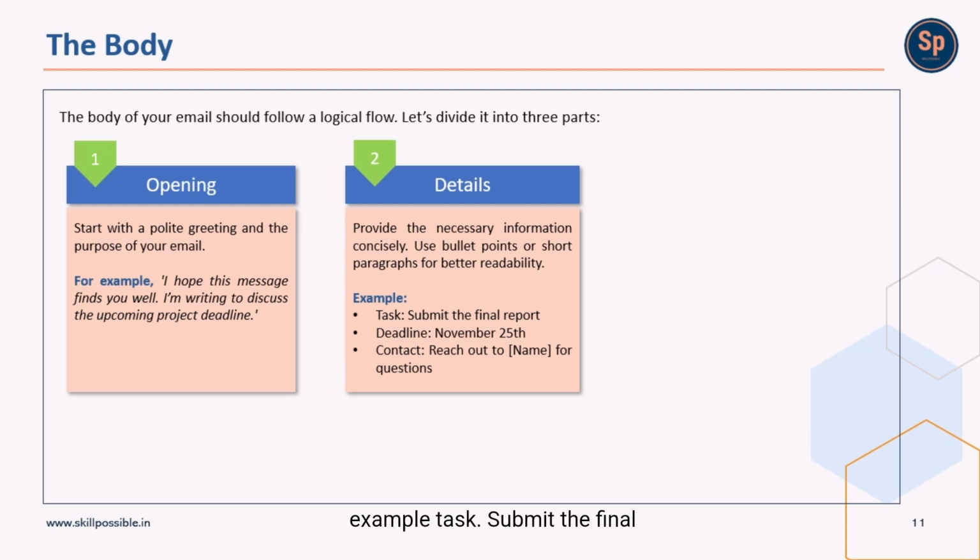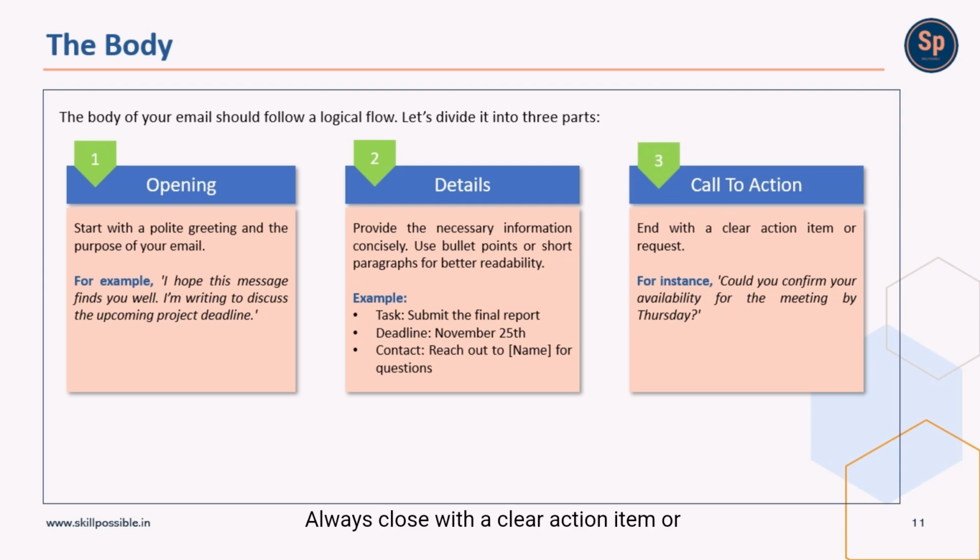Here's an example. Task: submit the final report. Deadline: November 25th. Contact: reach out to name for questions. This structure helps the reader scan and understand the key points quickly. 3. Call to action. Always close with a clear action item or request.